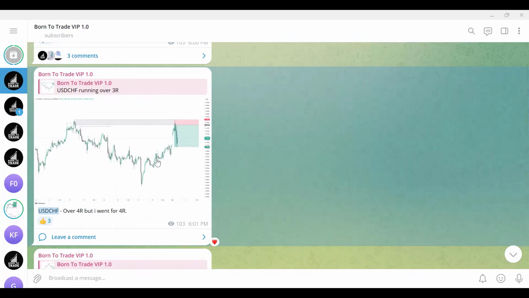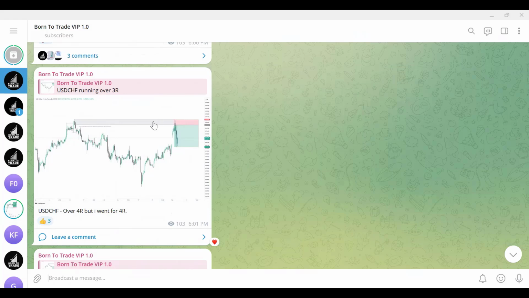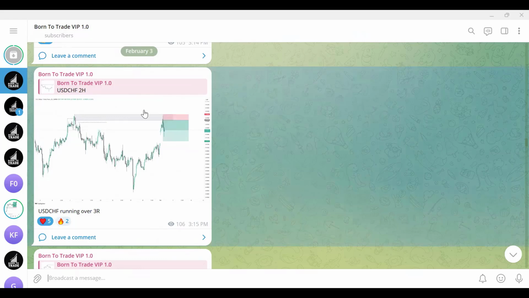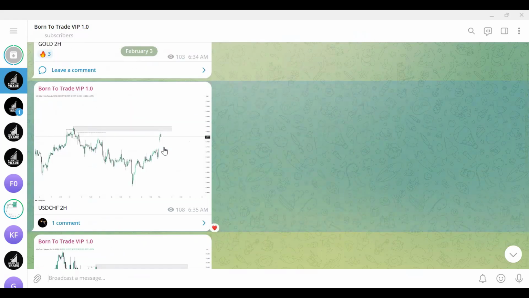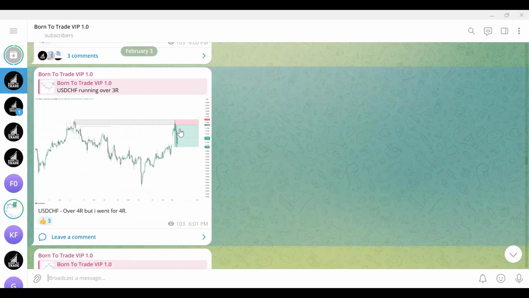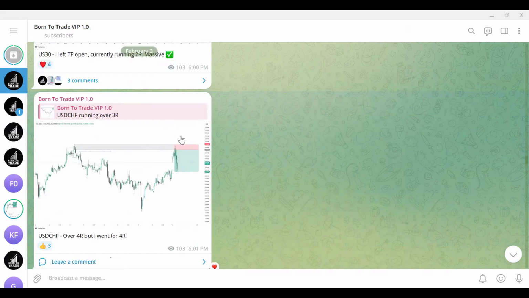So this was a setup on USD where I went for 4 hour right here. And this was a trade opportunity when it was shared. It was shared on the 3rd of February. This was when price was offering about 3% on the same 3rd of February, and price got to a target on the same 3rd of February. Well, this was actually a good one. So let's see on the price charts.